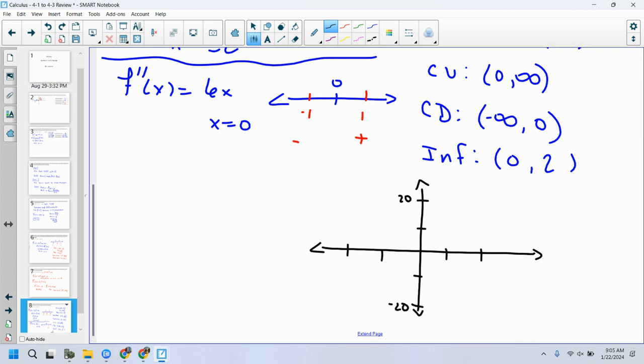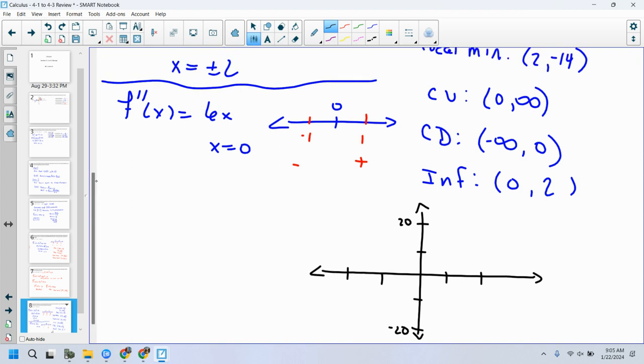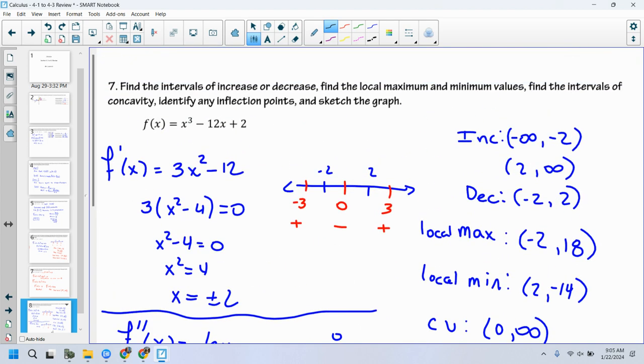Yes? Because I plugged 0 back into my original function. Yeah.